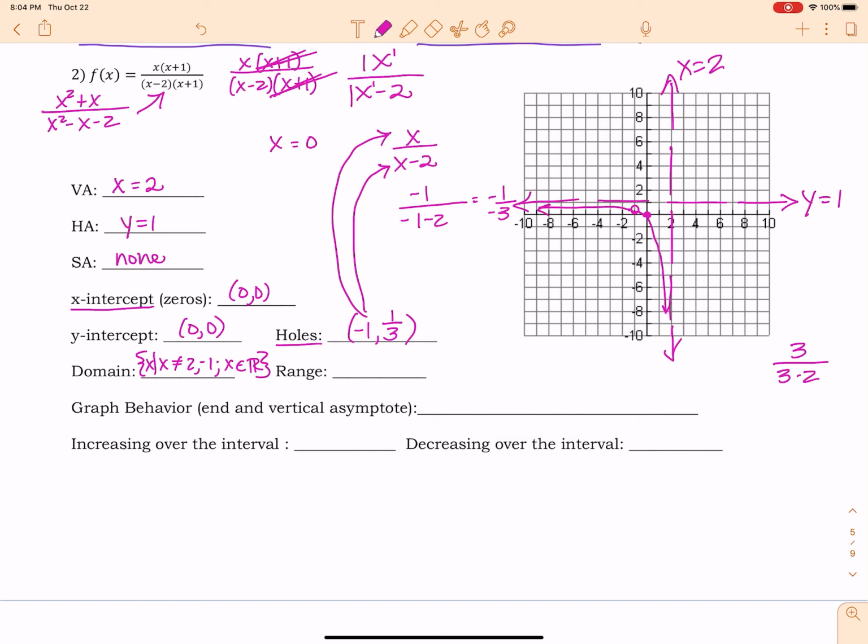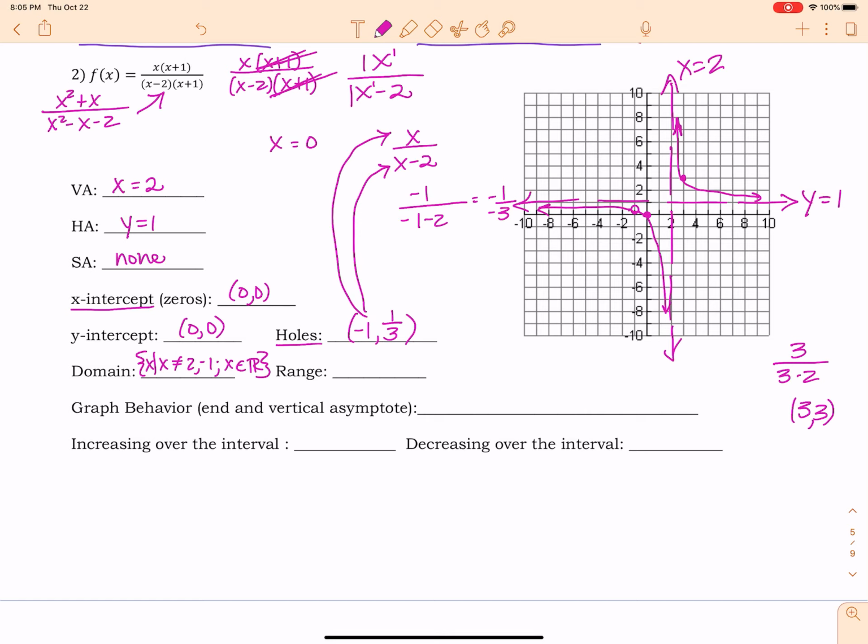Okay, so 3 over 3 minus 2, that would give me 3 over 1, which is 3. So that means I have an ordered pair at 3, 3. Okay, this is an indicator. Now I know where my graph's going to be. Life is good. And then I'm going to graph it just like that.